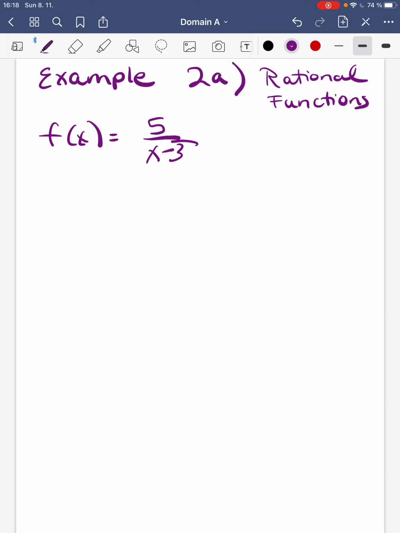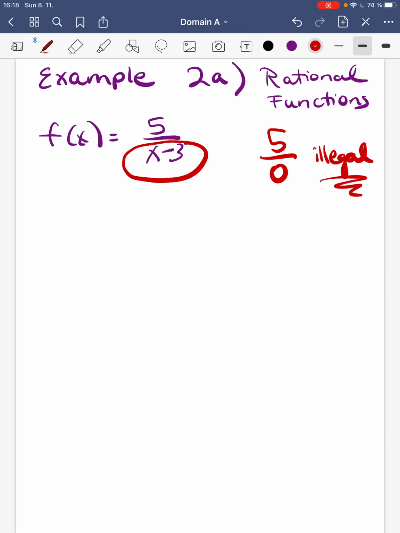All right, so with x in the denominator, we have to ensure that we do not get a divide by 0 answer. That's undefined. So 5 divided by 0 is illegal. We cannot get it. And it's not a matter of it's not a real number. It's just an illegal operation. We can't divide by 0. So we have to ensure that the denominator, there's no values for x that will make that denominator 0.